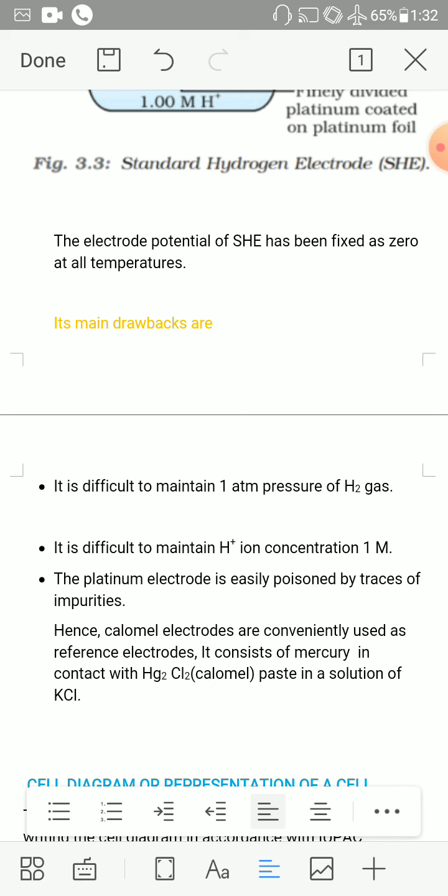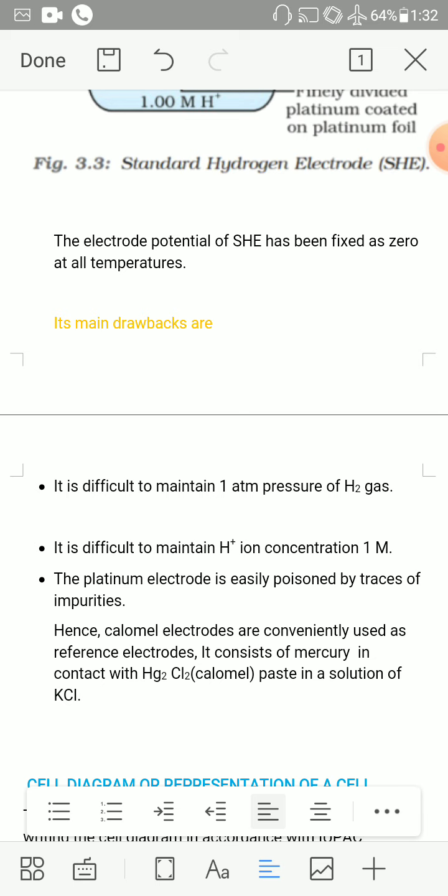But the standard hydrogen electrode has some drawbacks. The main drawbacks are: first, it is difficult to maintain 1 atm pressure of hydrogen gas. Second, it is difficult to maintain the H+ ion concentration at 1 molar. And third, the platinum electrode is easily poisoned by traces of impurities.